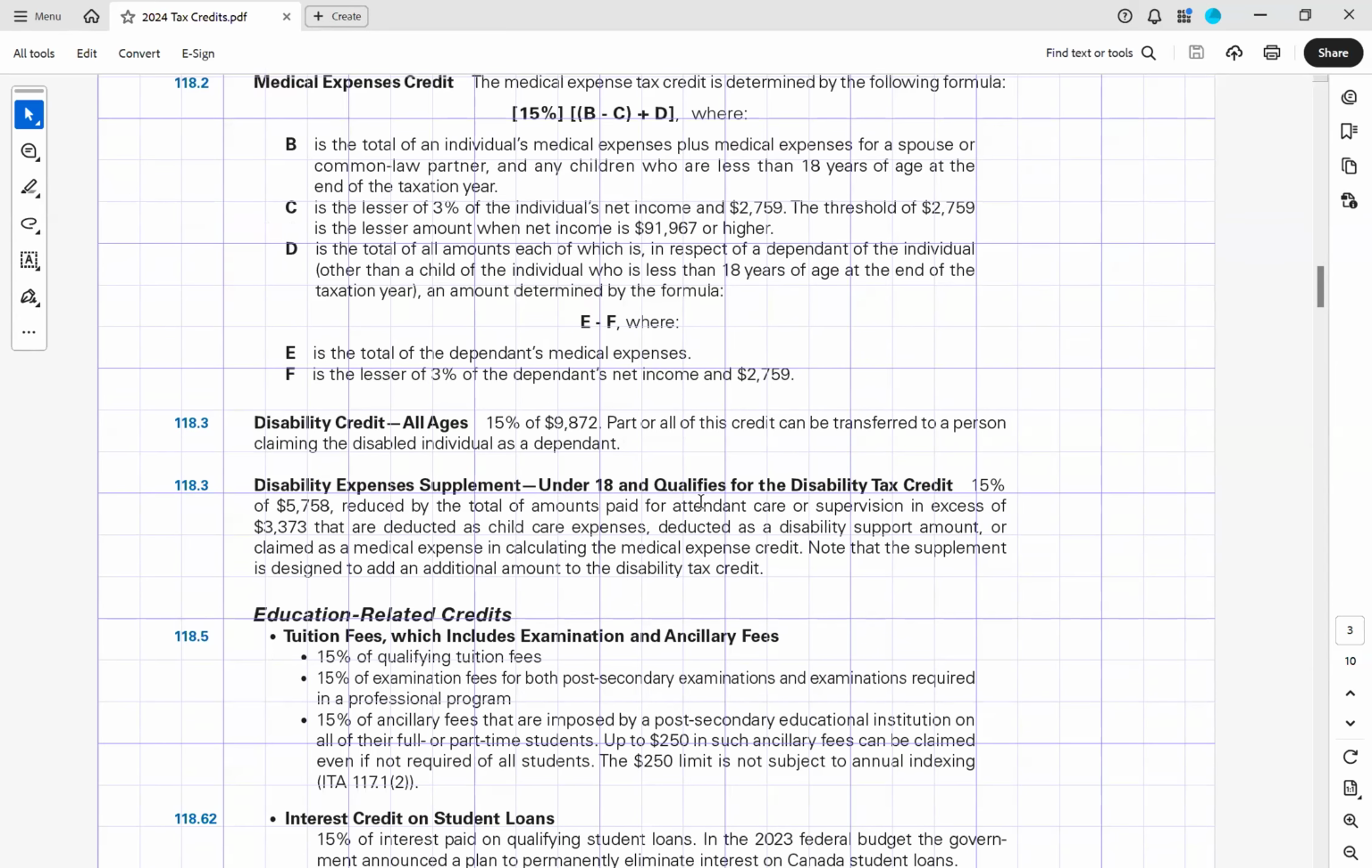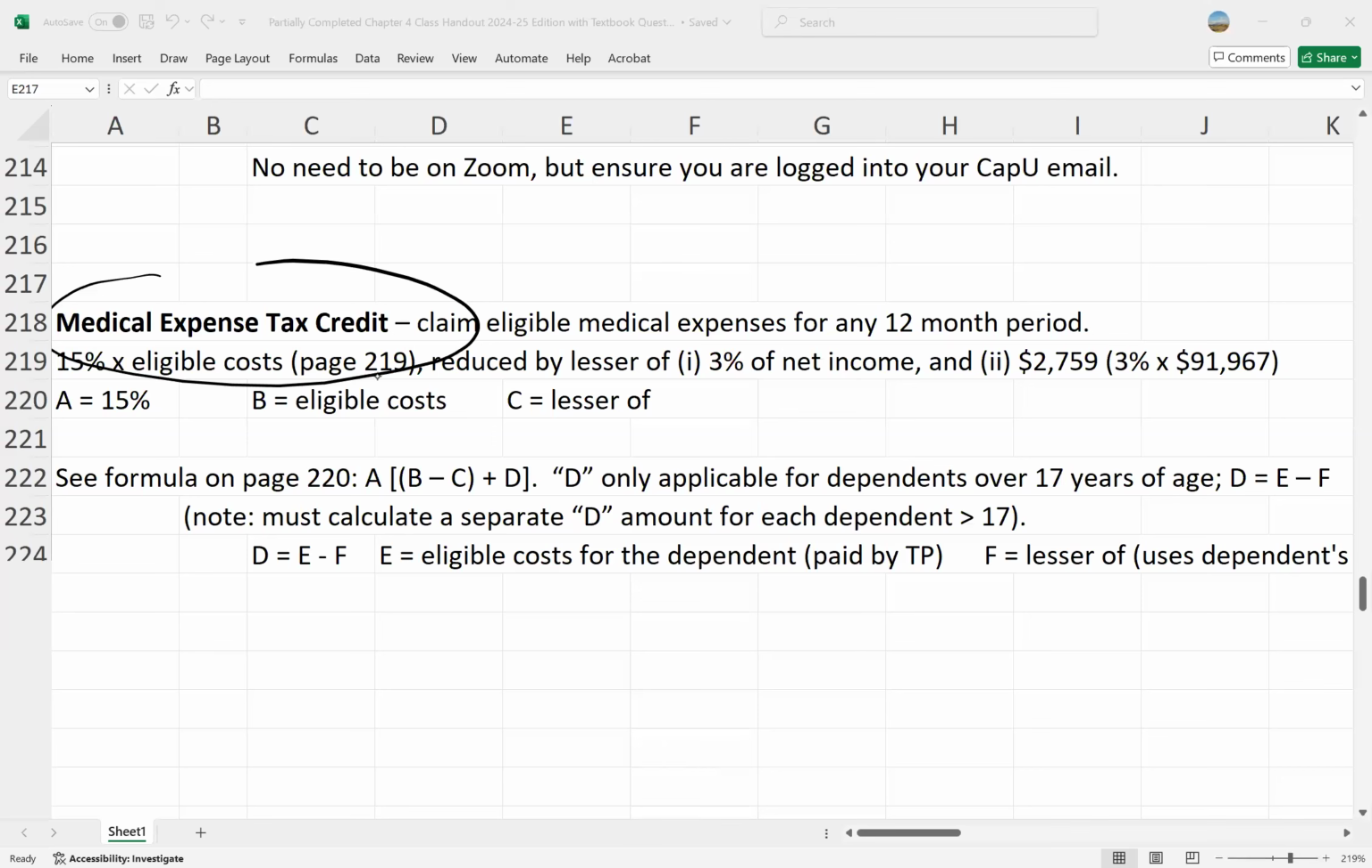The one that everyone gets if they have a disability is the all ages one, $9,872. And then if you are under 18 and you also qualify for the disability tax credit, then you also get a supplement, which is 15% of $5,758. So we're going to be looking at these tax credits in the first problem that we're doing today. I just wanted to point out where those are found on the rates table. So let's go back to our Excel document and talk about that formula that we just saw.